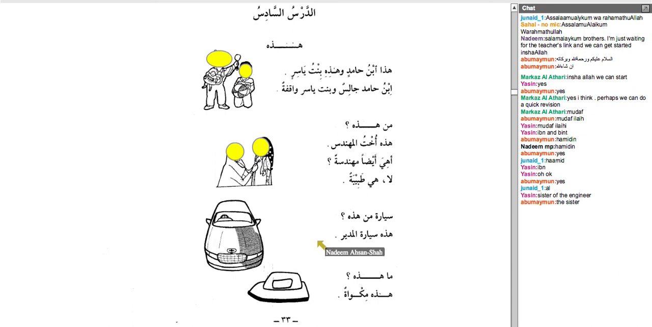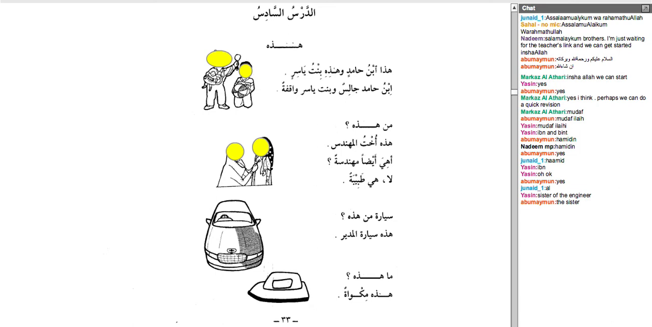Any questions, brother, so far before we move on? Pick up on some new vocab here. What's the new word? Mikwatun. Mikwatun. And this is mu'annath, feminine, because it has tamarbuta on the end of it. If you have any questions, just go ahead and type them. ما هذه, what is this? هذه مكواة, this is an iron.